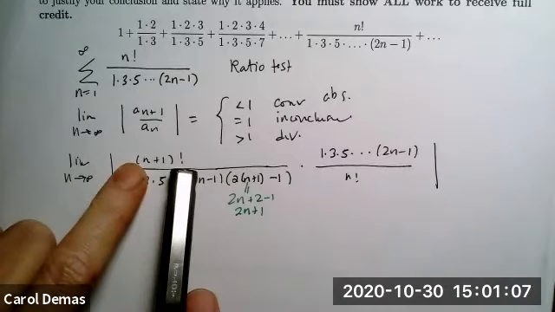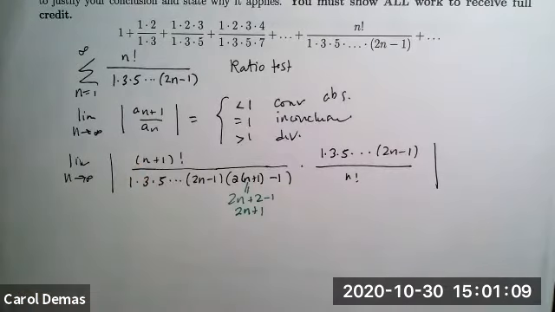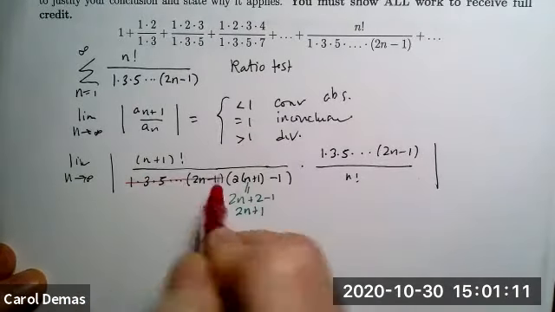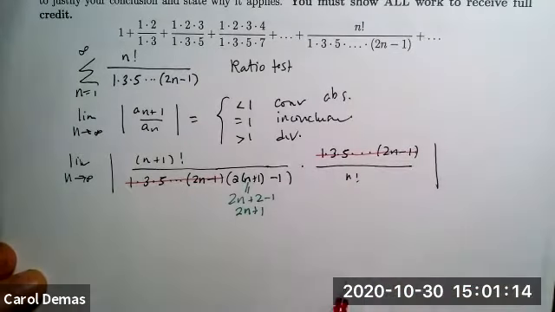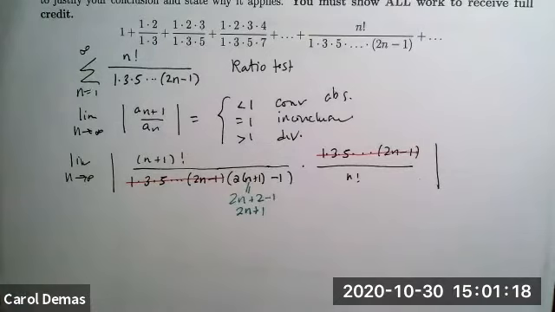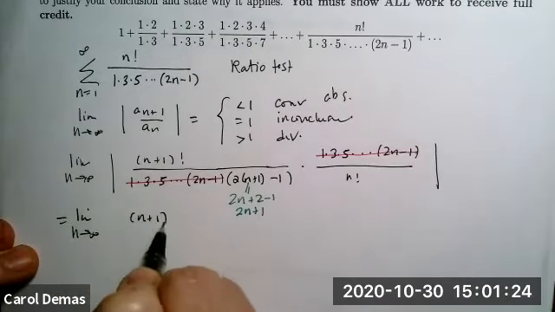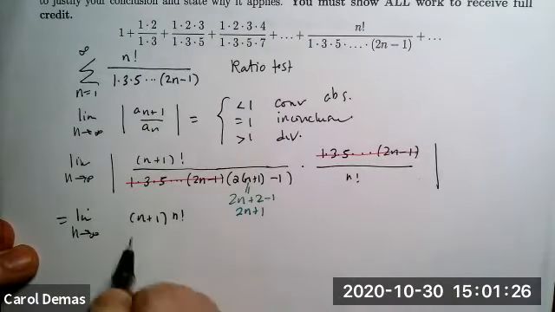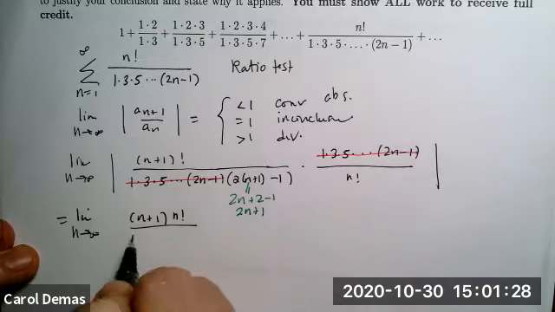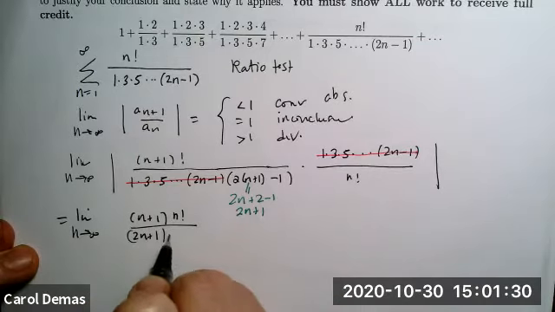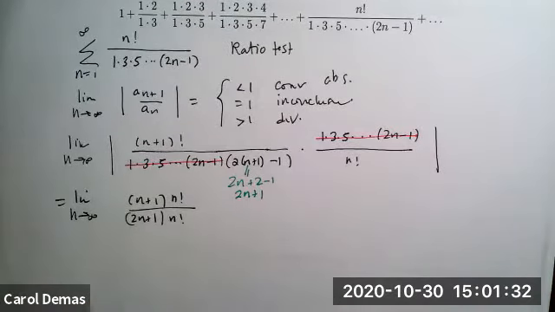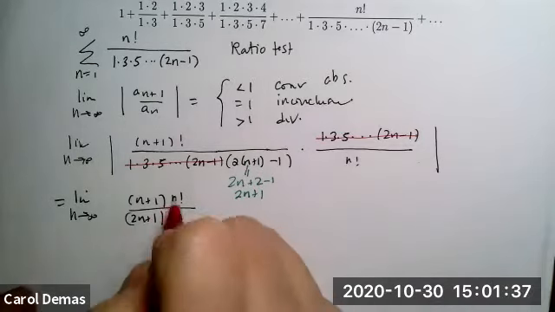Okay, now I'm going to rewrite. I'm going to cross out what we see. These two can cross out. And I can write the n plus 1 factorial as n plus 1 times n factorial. And then at the bottom, all we have left is 2n plus 1 times n factorial. Okay, and these will cancel.